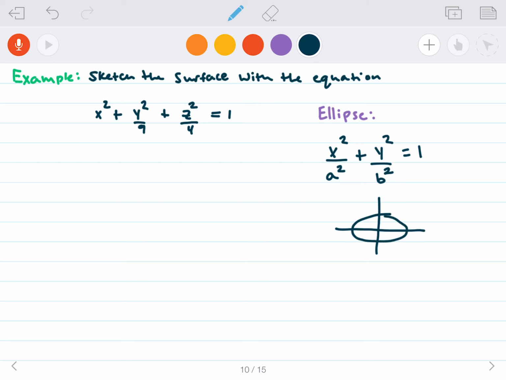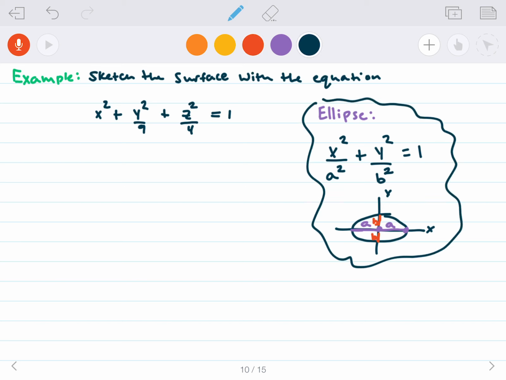Something like an oval. And along the x-axis, the length from the center of the ellipse to the edge is going to be a. And then from the center to the other edge is going to be a. So altogether, that length is 2a. And then same idea along the y-axis. This length is going to be b, and this length right here is going to be b. So that total length is going to be 2b. Okay, so let's put this away for now in our memory.